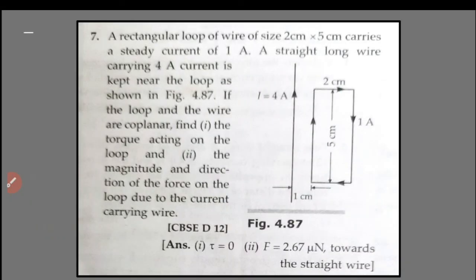Now this is a homework question. The same way one problem we have done, in that way you do it and find the answer. Check the answer: it is 2.67 into 10 raised to minus 6 Newton towards the straight wire.